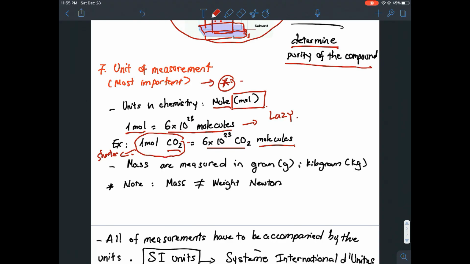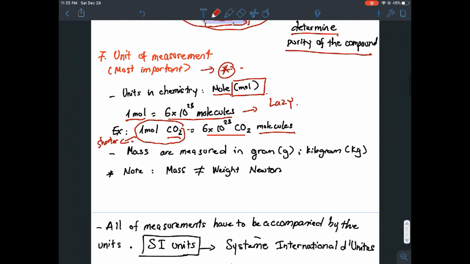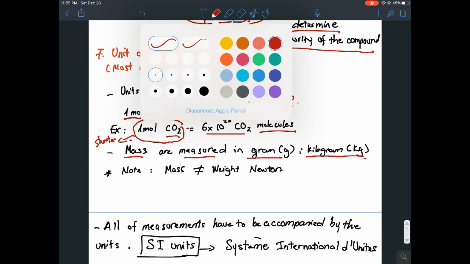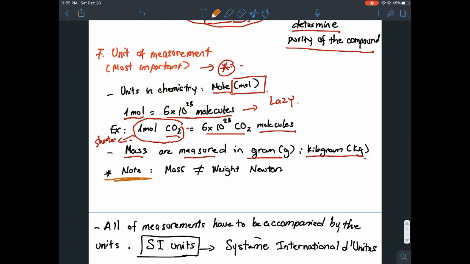Hence, it is the most common unit in chemistry. Mass is usually measured in gram and kilogram. One of the special things here is that mass is totally different from weight, because mass is usually in kilogram and gram, while weight has the unit Newton. For example, we take 100 kilogram of meat.